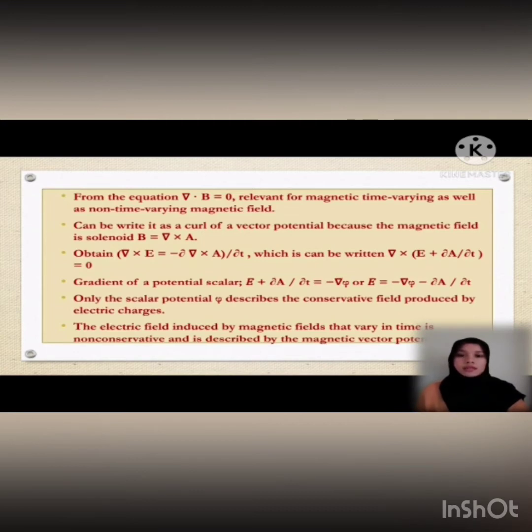The gradient of the scalar potential can be written as in the slide. Only the scalar potential describes the conservative field produced by electrical charge. The electric field induced by a magnetic field that varies in time is non-conservative and is described by the magnetic vector potential.